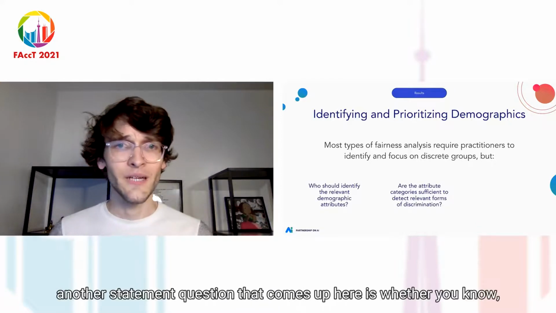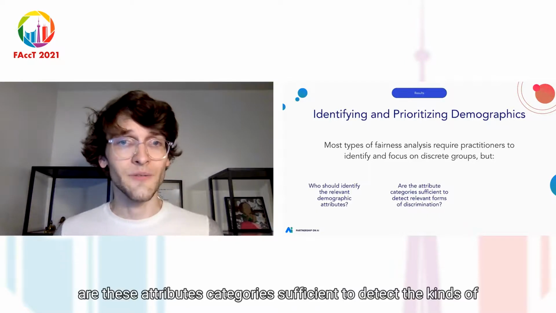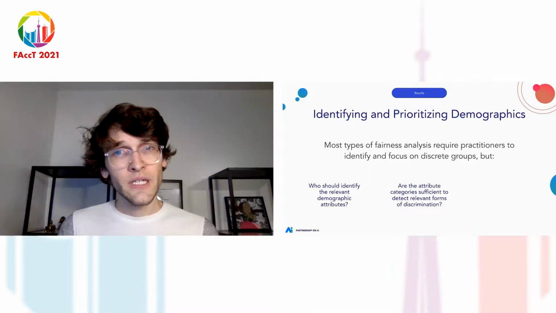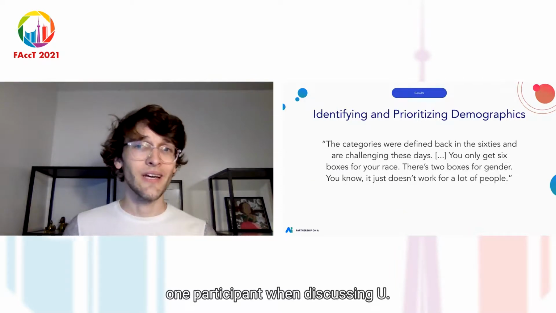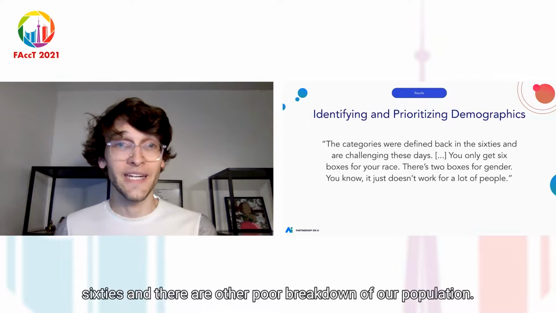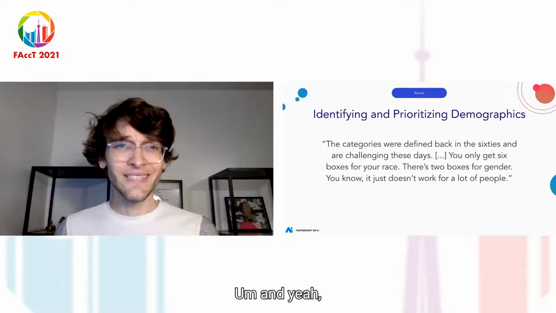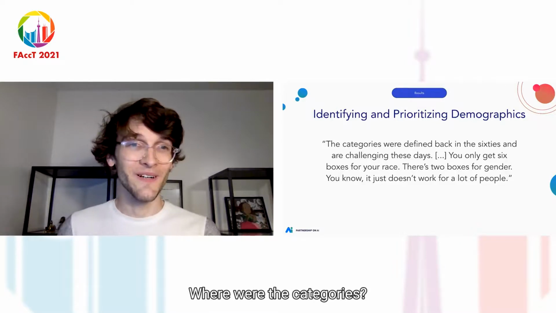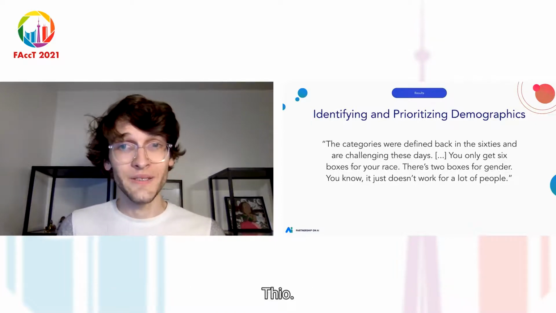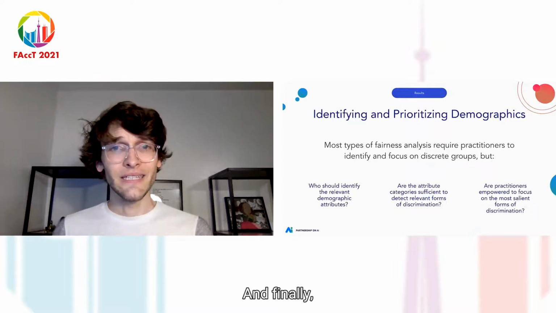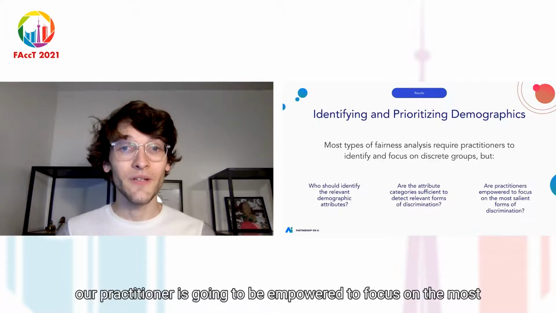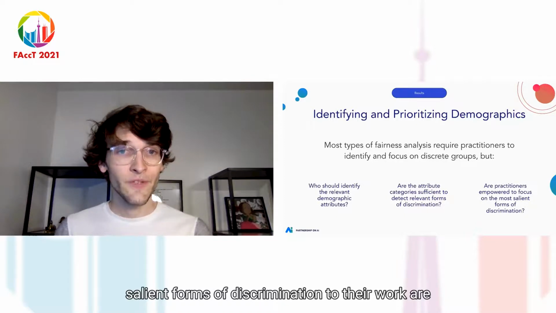And another salient question that comes up here is whether these attribute categories are sufficient to detect the kinds of discrimination that practitioners are looking for. One participant, when discussing U.S. Census categories, mentioned that the categories were defined back in the 60s, and they're a rather poor breakdown of our population. And it can happen where the categories in use in practice just don't allow you to interrogate what you would like to. And finally on this point, there is a more meta question as well: are practitioners going to be empowered to focus on the most salient forms of discrimination to their work?